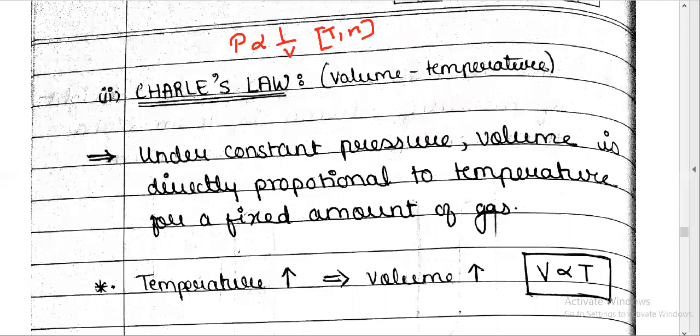The second law is Charles' law. These are the names of the scientists, Boyle and Charles, who gave the laws, so we have to remember the names. The first question we should ask is which two parameters Charles' law relates. Charles' law relates the volume occupied by the gas and the temperature of the gas.